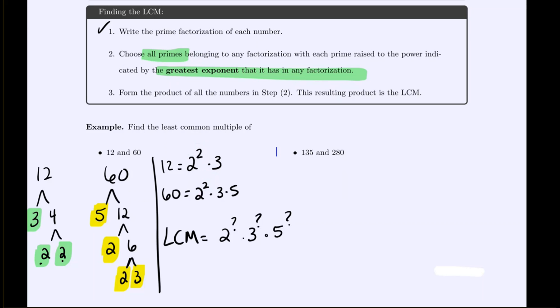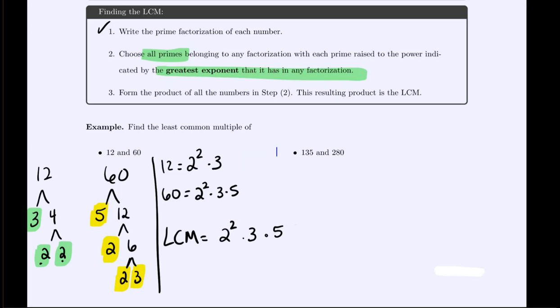Now for the 2, they both have the exponent 2, so we can't choose there, we're just stuck with the 2. For 3 as well, they both have the implied 1 as the exponent, as does 5. So we choose the greatest one that occurs in either, but in this case they're both to the exponent 1. So this is the least common multiple.